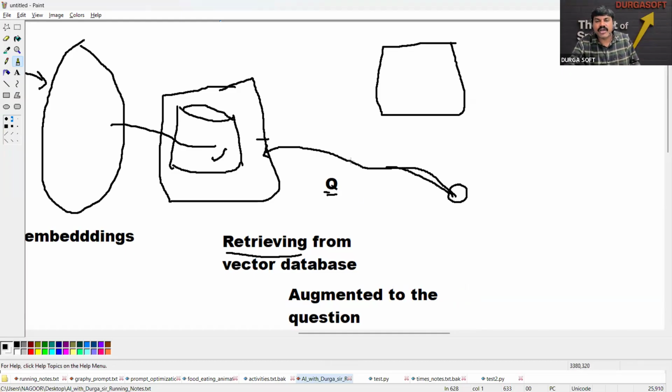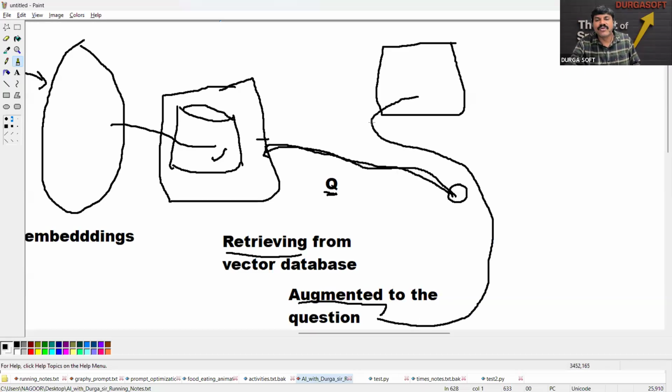High-level clarity. So now I got the corresponding matched embeddings from the vector database. Now these embeddings are going to be augmented to the question. Now the question and the corresponding embeddings are handed over to the LLM, the AI model. This model is going to provide the response based on my embeddings only. It is never going to use its pre-trained data.